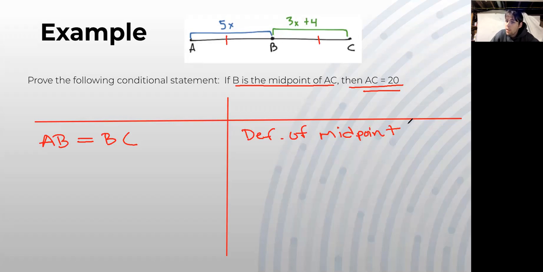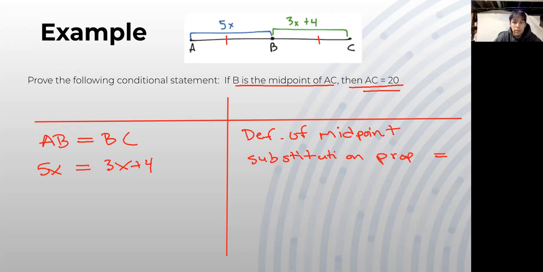So there we go. We use one of those properties from that last page to set up an equation. Now we're going to substitute. Instead of AB, we can use 5x. And instead of BC, we can use 3x plus 4. That is using the substitution property of equality.